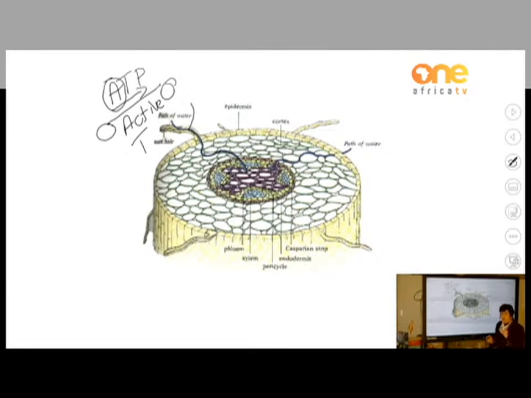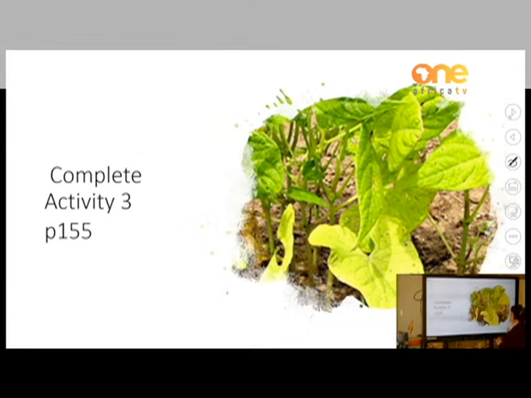Water moves by osmosis. That is also very important to differentiate. So now you can complete activity 3 on page 155 to see if you did understand this work.